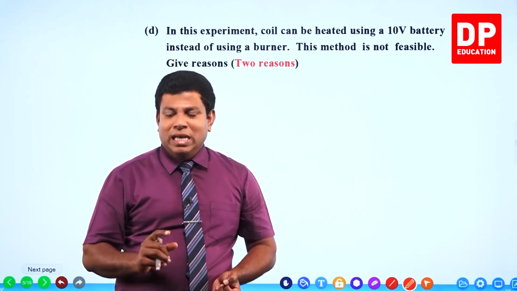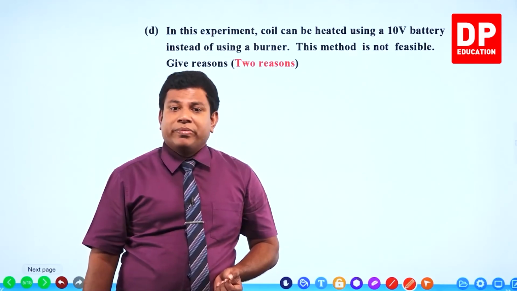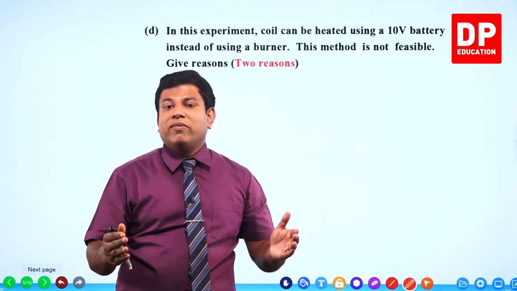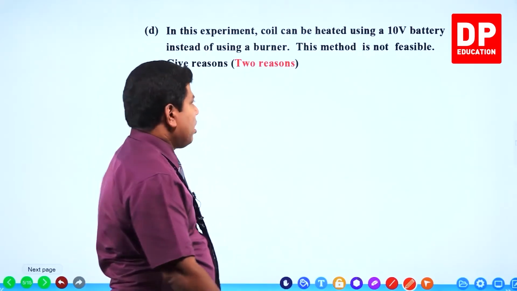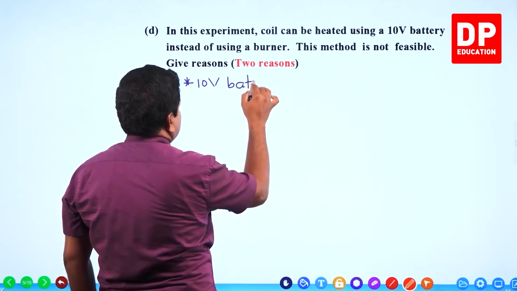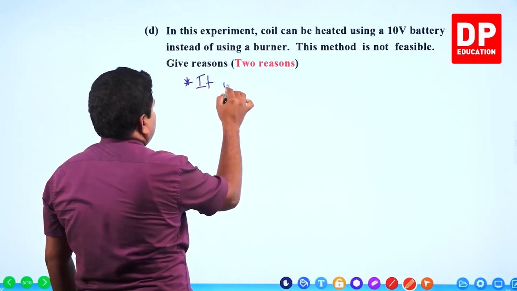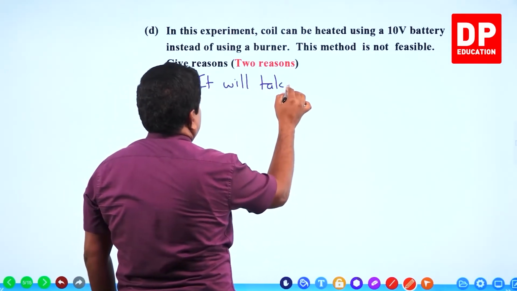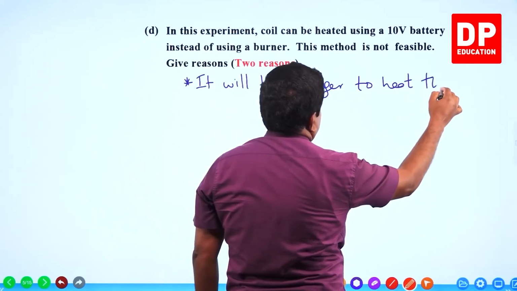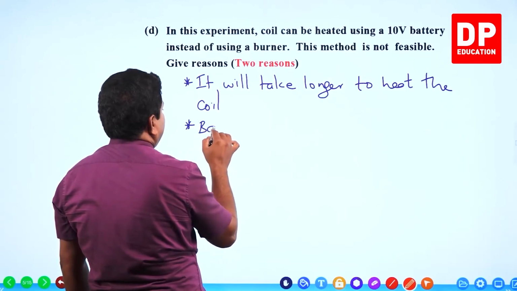Problem number 1, a 10 volt battery, to heat this coil and the water, will take a lot of time. So the time that is going to be required to do this experiment will increase. Problem number 1: the 10 volt battery will take longer to heat the coil. Another issue could be the battery may run down.